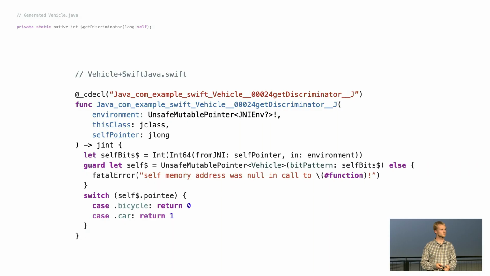Now, this is the actual Swift code that is needed to implement this method. Here we're using the underscore cdecl attribute in order to give it a very specific name that the JVM knows to look for. Then we're using some existing logic from the Swift Java project in order to get out the pointer as an integer type, using the unsafe mutable pointer to actually access the underlying pointee. And then we can switch over the type and return the correct index.